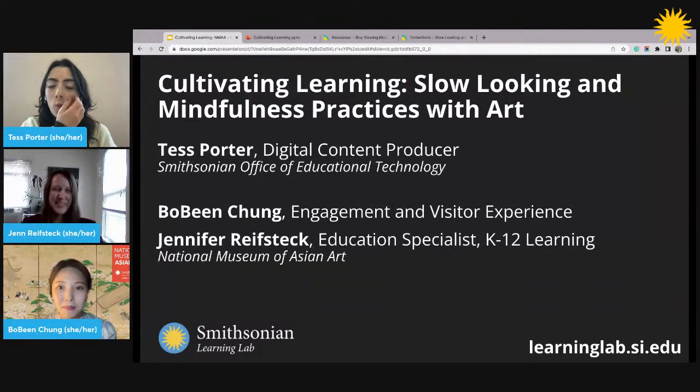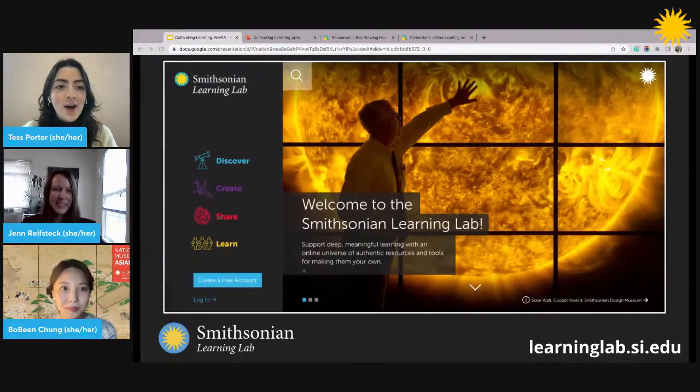A lot of what we're going to talk about today will involve the Smithsonian Learning Lab, both as a place to find resources that we're sharing and materials that Jen and BoBeen have put together for us so you can adapt and use what we talk about today with your own learners in whatever context that takes place.